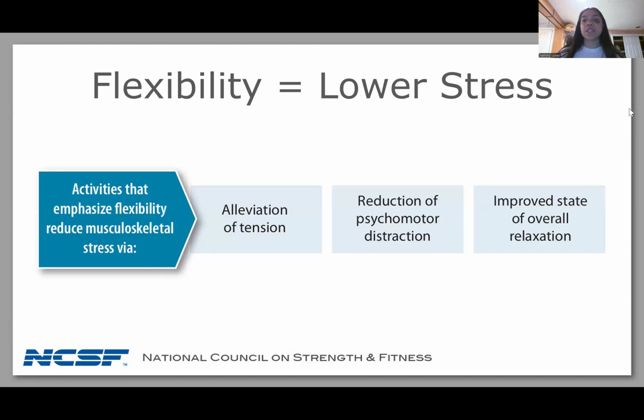So flexibility equals lower stress. Activities that emphasize flexibility reduce musculoskeletal stress via alleviation of tension, reduction of psychomotor distraction, and improved state of overall relaxation. A good example of this is yoga. When you're doing yoga, it causes you to be in these stretches for long periods of time, which relieve stress inside of your muscles and release a lot of tension and trauma that we hold within our body.